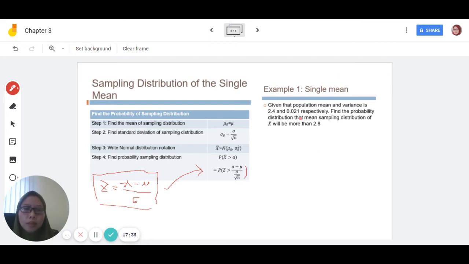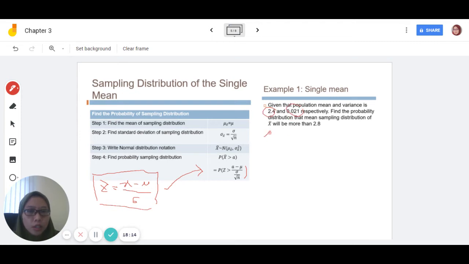Let's look at this example. It's given that the population mean and the variance are 2.4 and 0.021 respectively. Previously you calculated this in the tutorial, I think. Then the mean is the mean of the population, and the variance you get from the variance divided by n. Find the probability that the sample mean of x will be more than 2.8.